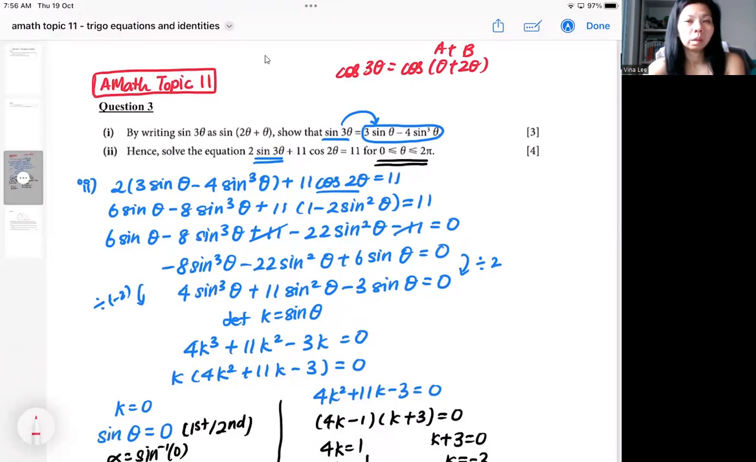So look through this whole thing. The formula sheet should be with you when you're looking at this question.